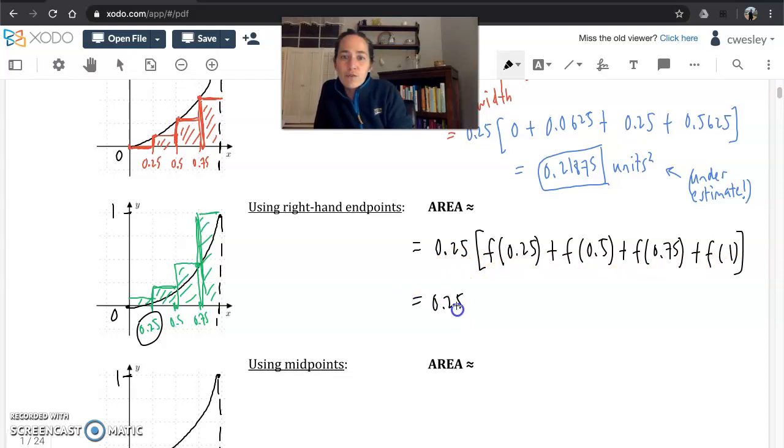Well, this is 0.25. This is where I just used a calculator, squared each of these things. So we said 0.25 squared was 0.0625. 0.5 squared is 0.25.